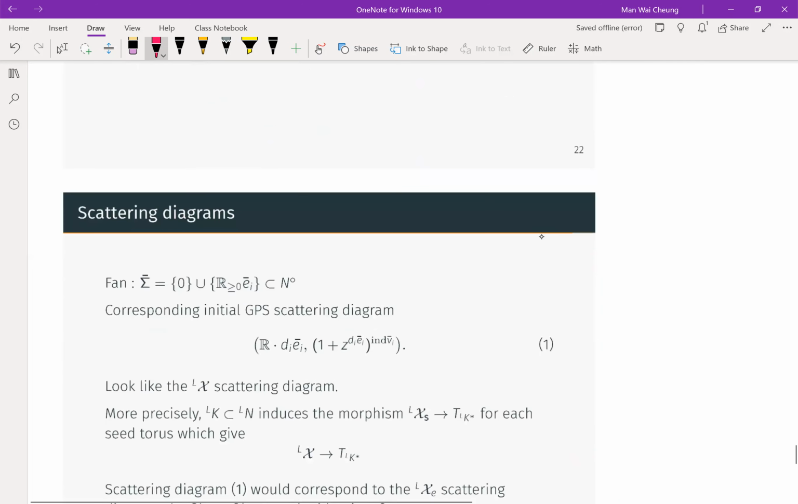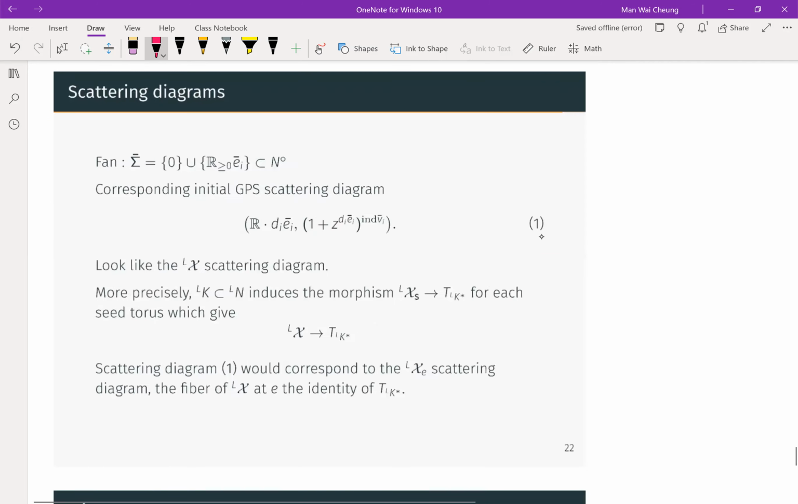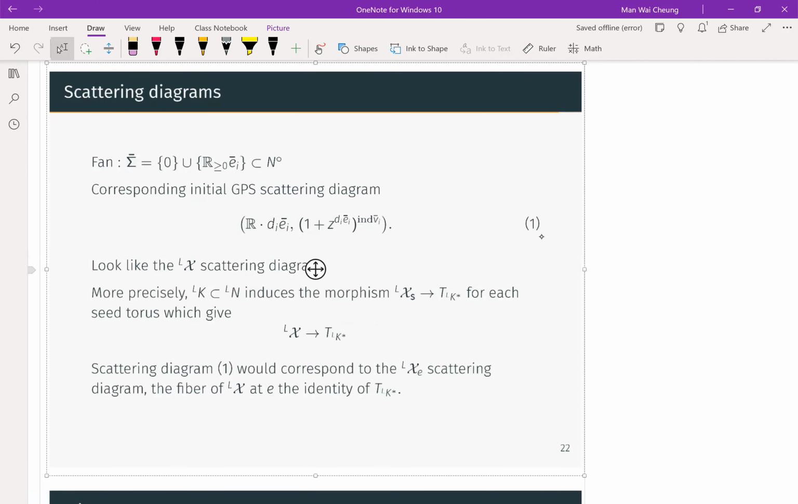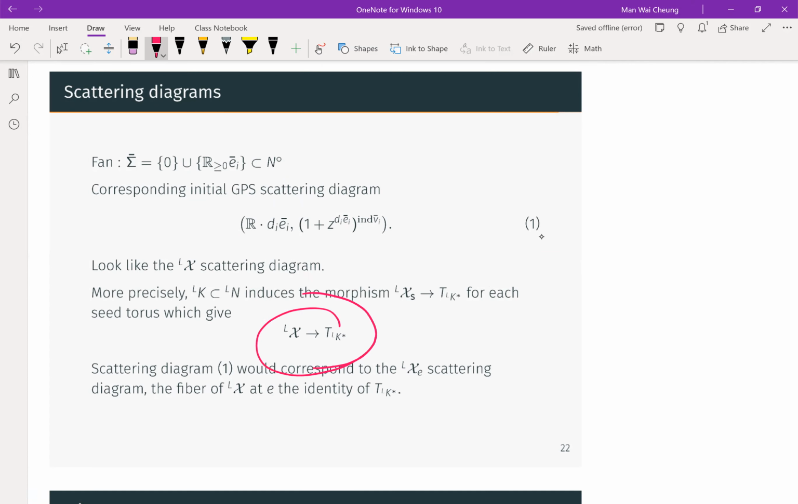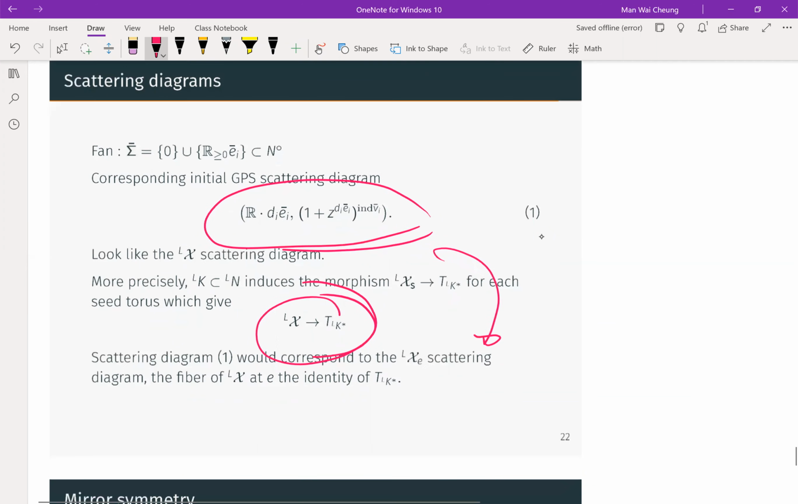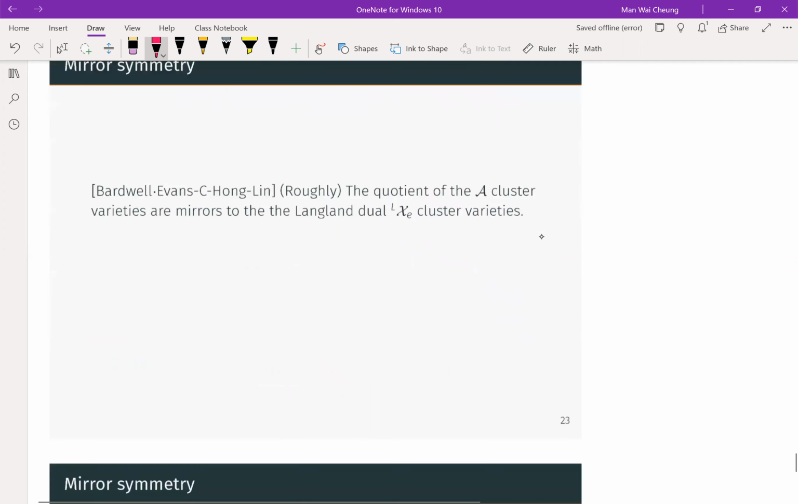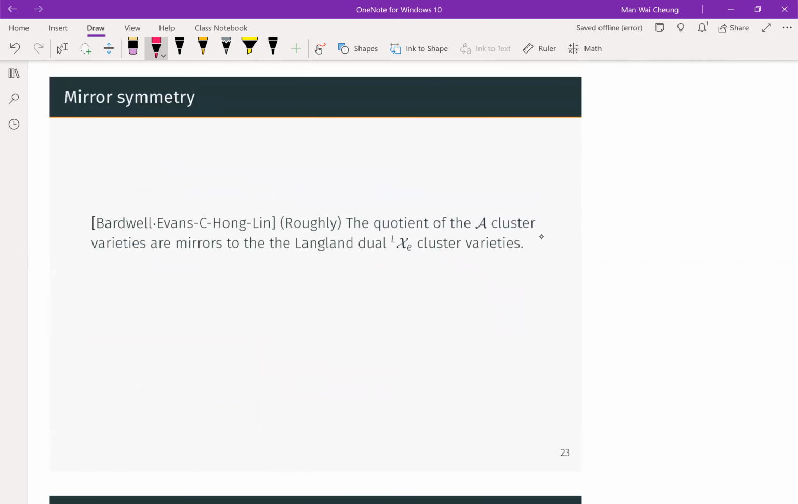So what we have for this scattering diagram is actually we look at the fiber at the identity of this fibration, that space that we are looking at. And then this is actually the scattering diagram of this thing. So sorry, maybe I finished a bit early, but this is the mirror symmetry statement we can have.